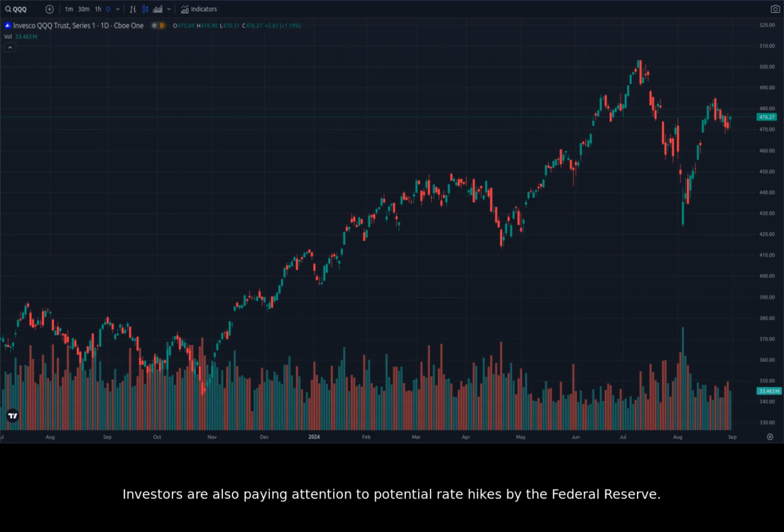Investors are also paying attention to potential rate hikes by the Federal Reserve. A June 26, 2024 article from FX Empire forecasts choppy trading as investors reassess potential rate hikes. This could create volatility in the market, making it crucial to analyze the chart data carefully.